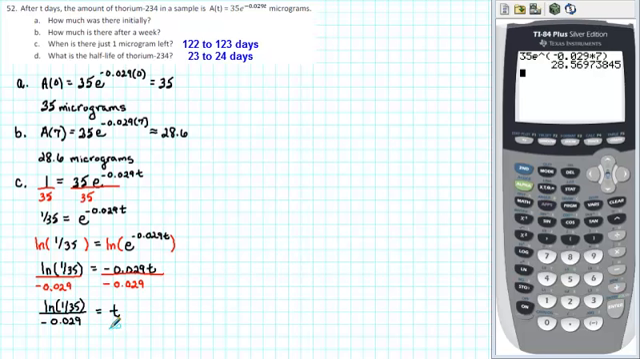So t is equal to the natural logarithm of 1/35 divided by negative 0.029. To evaluate this expression, use your calculator. The result is approximately 123 days.